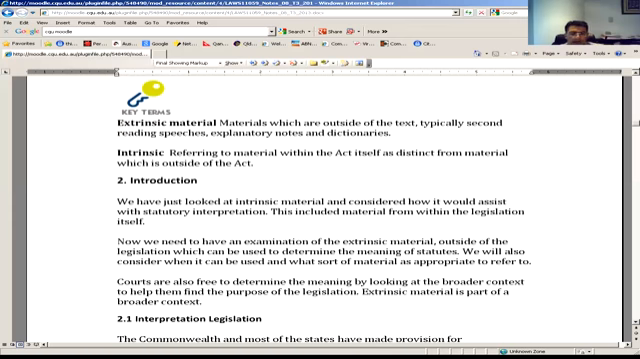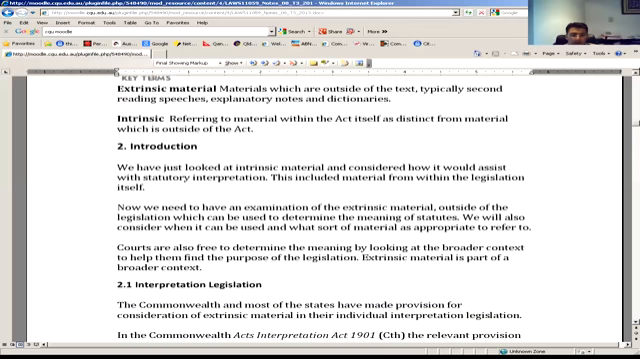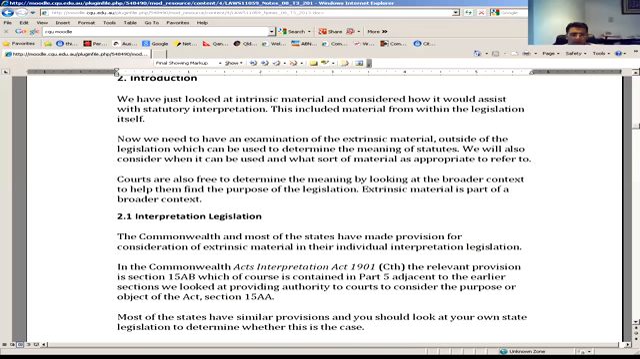We've been looking at intrinsic material, but of course in the past we've also looked at extrinsic material as well, when we've been looking at the different mechanisms and approaches and practical ways of statutory interpretation. So let's have a look a bit further though at extrinsic material.